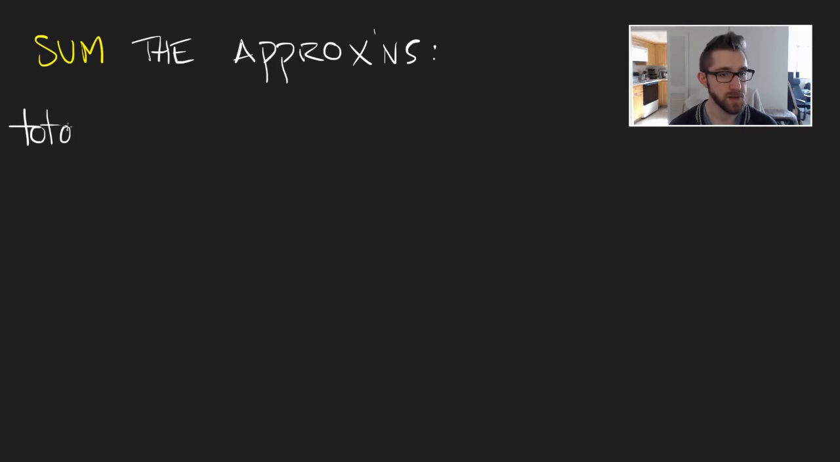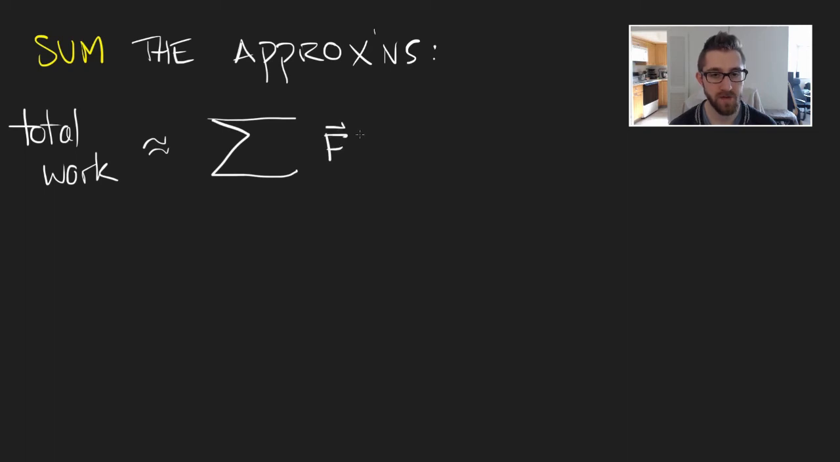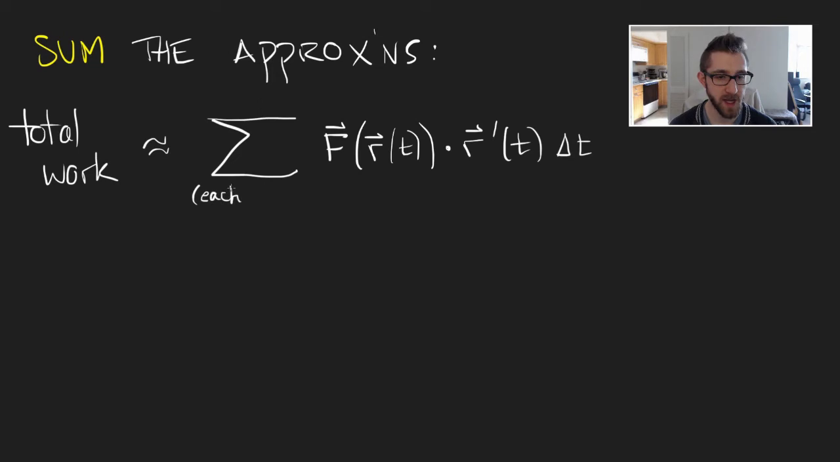We're now ready for the last two steps of our integral process. We're going to take all of these approximations and add them together. So the total work done is approximately the sum of those approximations over each piece, f of r of t dotted with r prime of t delta t. And you know I'm never too precise with this summation notation. Let's just say we're adding up one of these things for each segment.